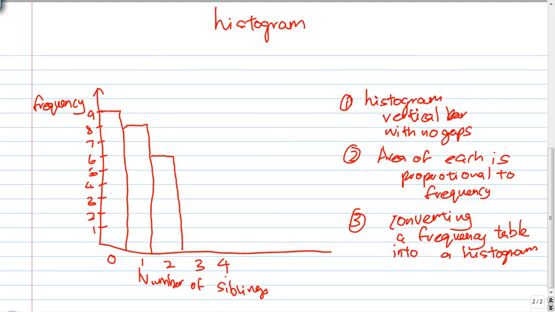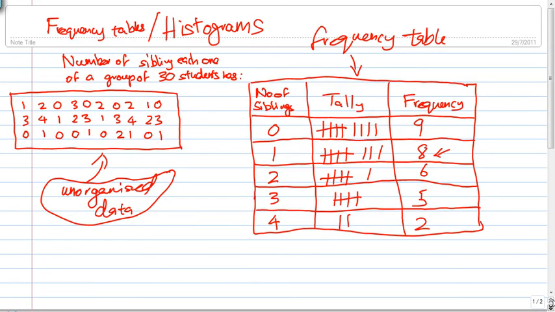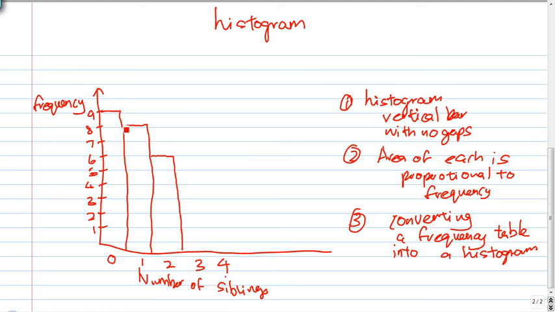Alright, let's look at the number of students who have 3 and 4 siblings, respectively 5 and 2. So 5 is here, 5 and 2. So there you go. That's a typical question on how to convert a frequency table into a histogram.